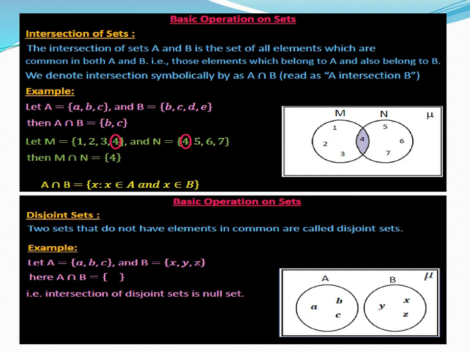The disjoint sets can be represented pictorially, meaning by a Venn diagram. First you represent the universal set. Draw a rectangle box and write mu in the corner. Then you represent two sets, A as one set and B as another set. Here A contains elements a, b, c and B contains x, y, z. There is no common element, so there is no common part. So this is the pictorial representation of disjoint sets.